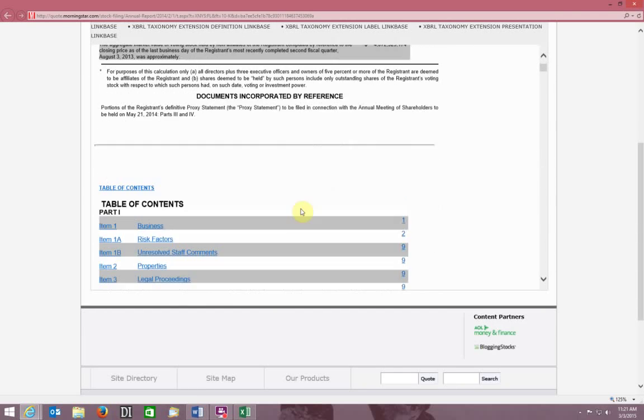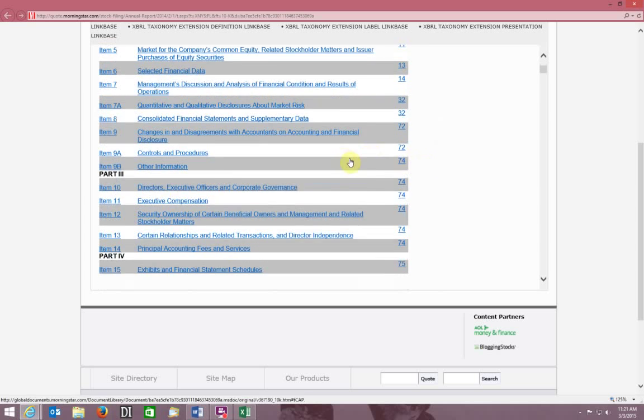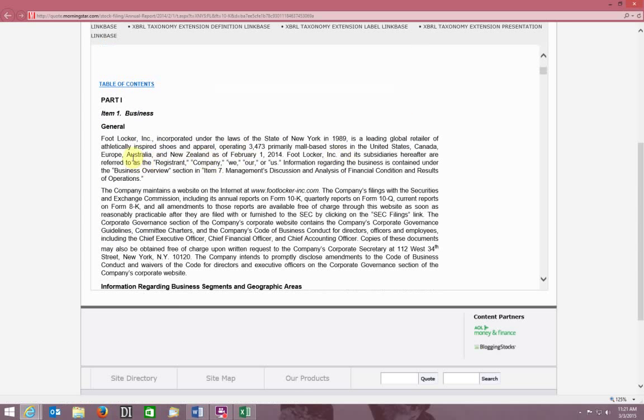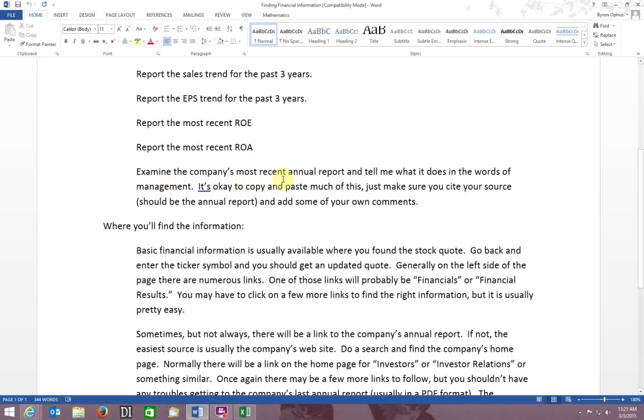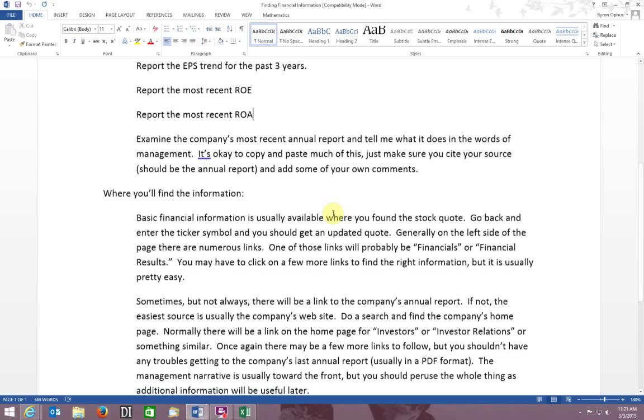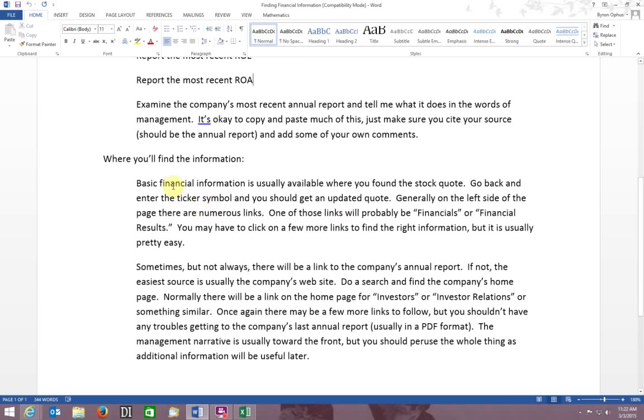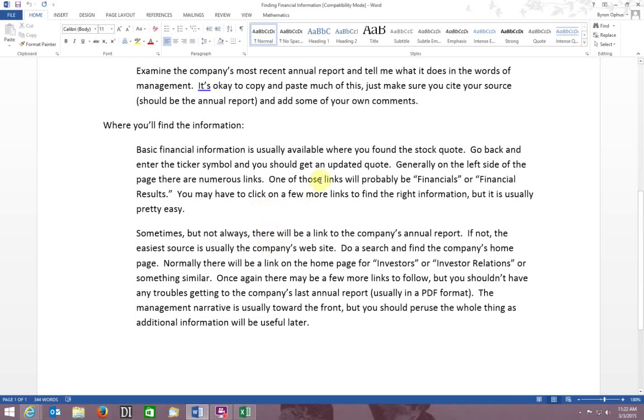It tells you, or second assignment, I'm sorry, it tells you, what do they do, right? Well, here it is. It's the leading global retailer of athletically inspired shoes and apparel. Bingo. Okay, I've just answered that. Examine the company's most recent report and tell me what it does in the words of management. It's okay to copy and paste much of this. Just make sure you cite your source. It should be the annual report, and add some of your own comments. Okay, so it tells you where you're going to find that information.